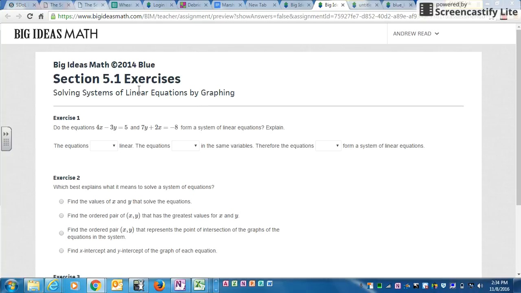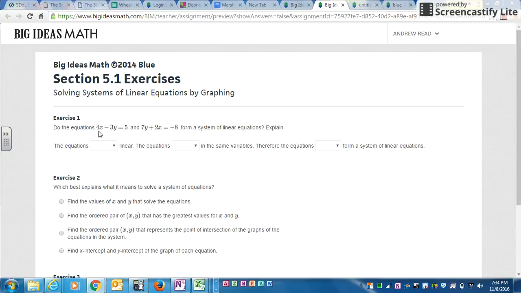A system of linear equations is when you have more than one linear equation on the same graph. And in order for that to also be a system, you have to be using the same variables. And we typically use x and y, but you have to be using the same variables in both equations.